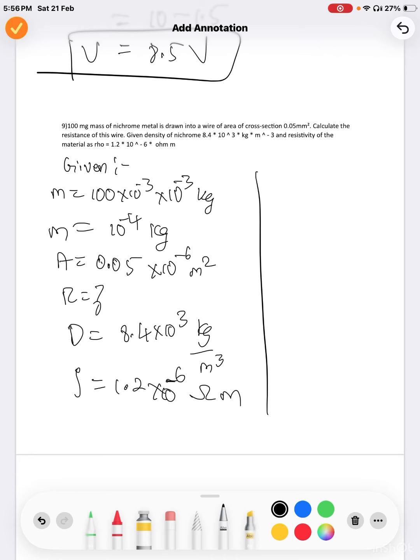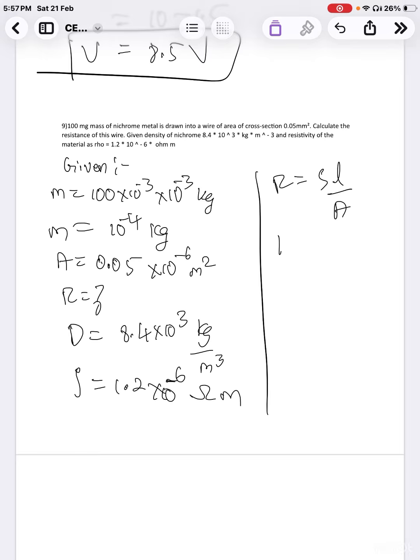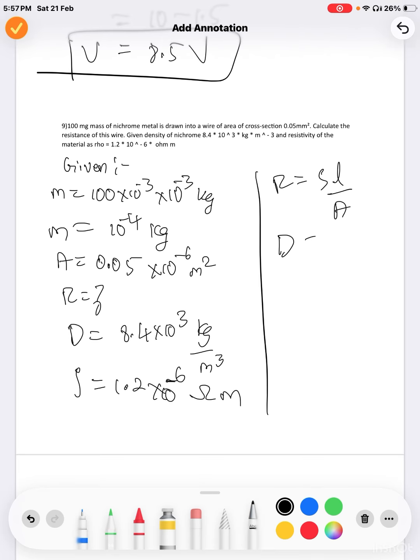So simple, if I want to find the resistance of the wire, I know from this formula resistance equal to rho into L by A. Resistivity is given, area is given, whether length is given? No, we have to find the length. How can you find the length? To find the length, volume is given indirectly because mass density is given. From mass density we can find mass by volume. Density formula is mass by volume.